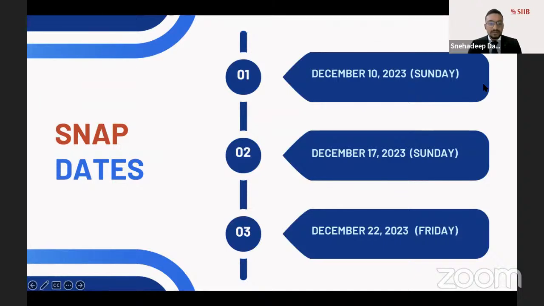now I'll be talking about the important dates of the SNAP entrance exam. The first is on December 10th, the second is on December 17th, and the last will be on December 22nd. And you can attempt all three exams. Only the best score out of the three will be taken for your percentile.